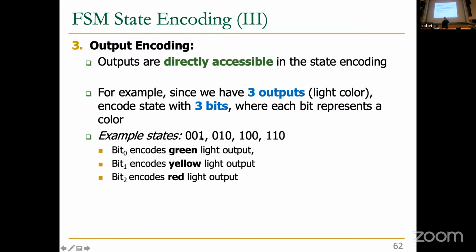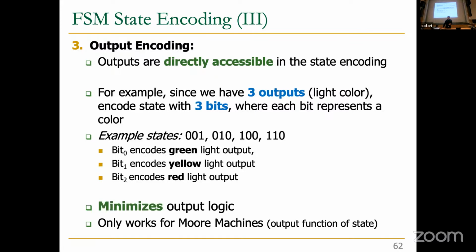So you can see 001, bit 0 encodes the green, and bit 1 encodes yellow. This is 010, that's yellow. And bit 2 encodes red, that's 100. And then there's another state that has both yellow and red, and that's encoded as 110. So in this case, outputs are directly accessible from the state.